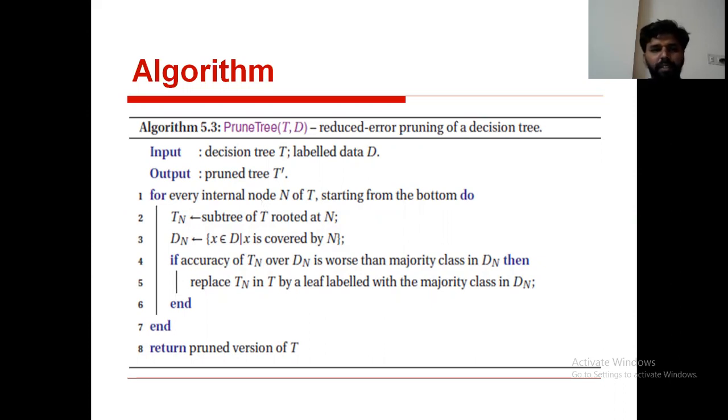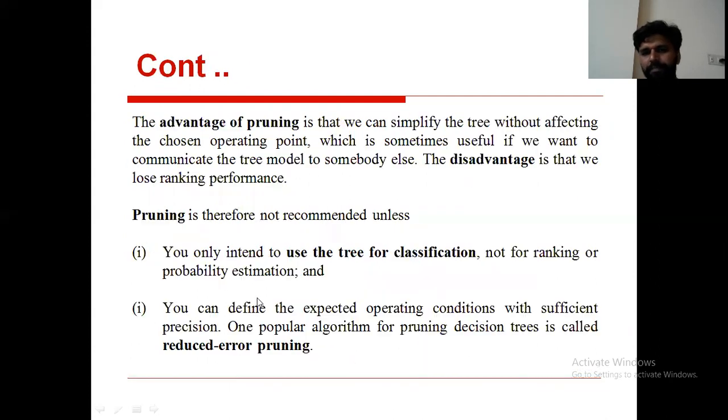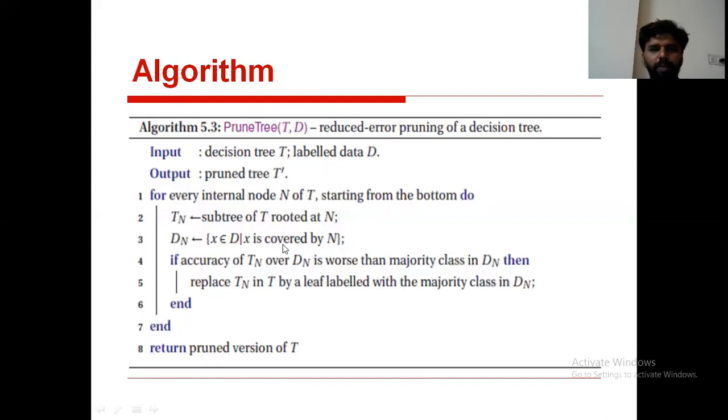Now observe this subtree of T, a tree having some subtrees. This is a tree. This subtree is the 20 positives and 65 negatives part, and the 30 positives and 35 negatives part is also a subtree of this tree. Now the subtree of T rooted at n is assigned to Tn. Now Tn is what? The subtree of T rooted at n.